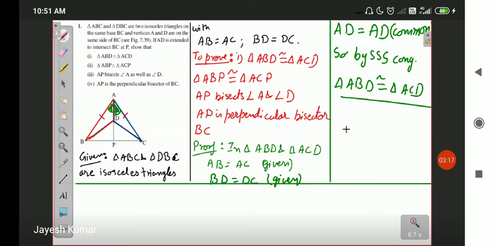Now, in triangle ABP and triangle ACP. Let us see what are the triangles that we are focusing on now. We are focusing on triangle APB, that is this green one, and triangle APC, that is this blue one. We are focusing on these two pair of triangles. So proving these two triangles congruent will be quite easy.